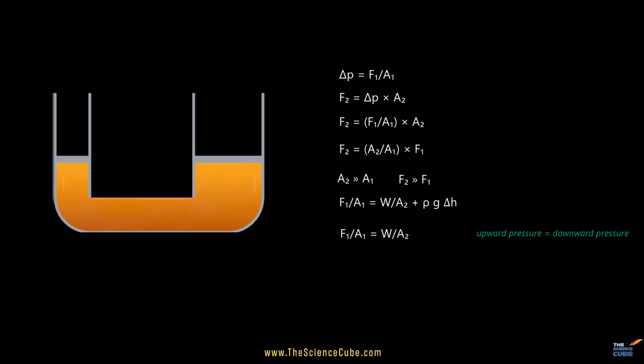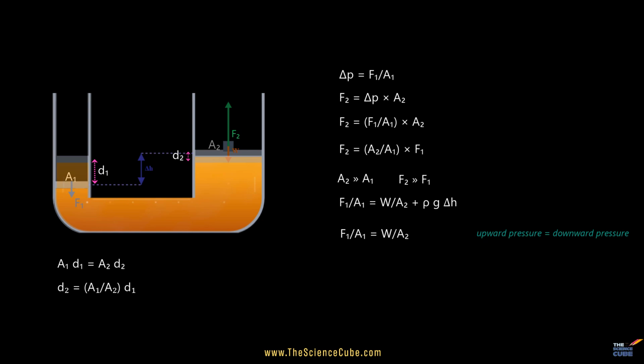Now, we know that the fluid is incompressible. So, volumes that move down here must rise here, or A1 D1 should equal A2 D2. That means D2 is equal to A1 upon A2 into D1. So, the big piston moves a much smaller distance and ideally work in equals work out. That is, work done on the left hand side is F1 D1 and on the right hand side is F2 D2, and the two should be equal.